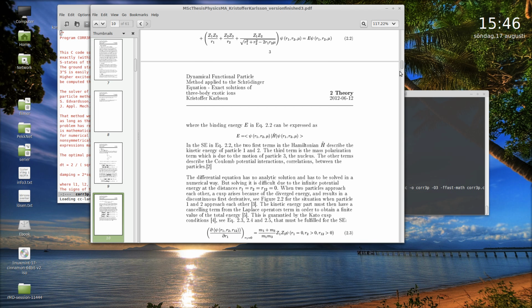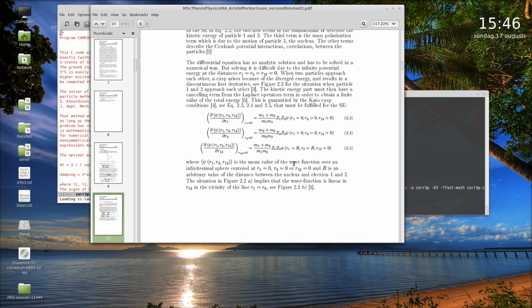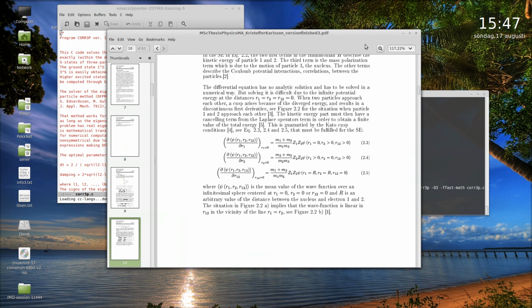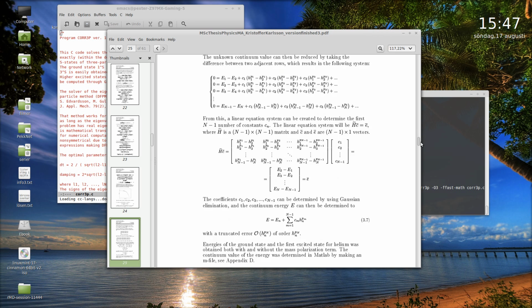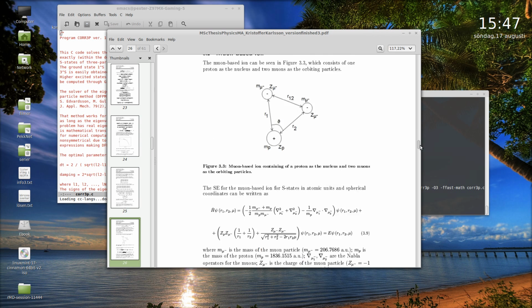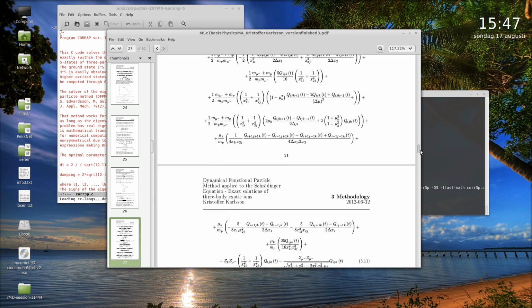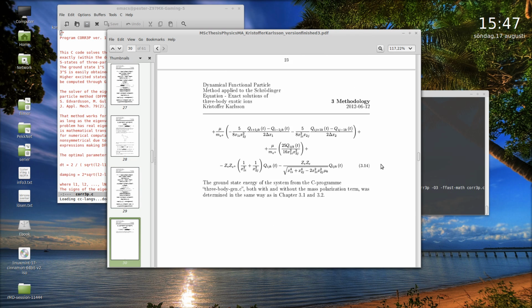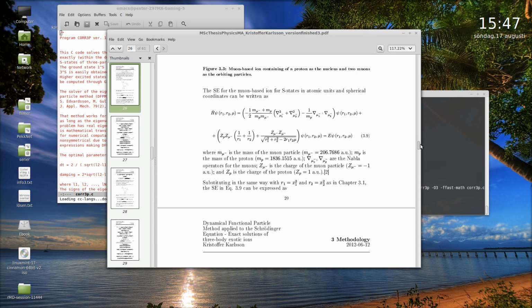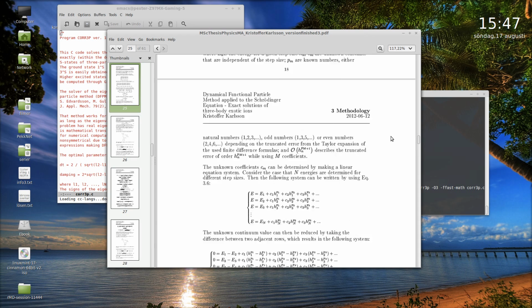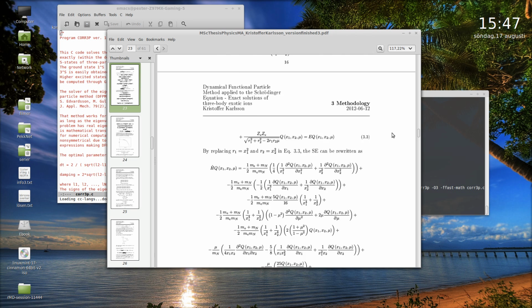And then there are a lot of conditions for when electrons come close to each other, so-called cusp conditions, etc. But let's not worry about that. I could say a little bit about the boundary conditions here. Let's see if we can find them. Here is the Richardson extrapolation. Let me see here, so you can understand a little more about what we need to do.